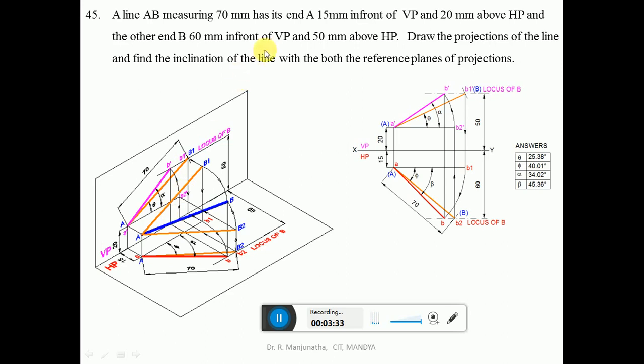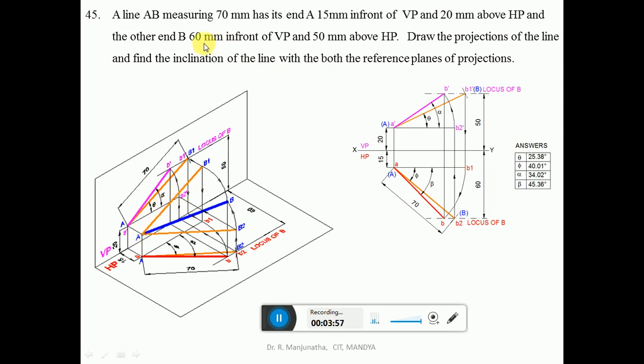So this is the true length in VP, which obviously means the line has to be parallel to VP. So this is the line AB1, which will be parallel to VP, wherein the length of this line will be 70 mm, because this is going to be the height, which is the 50 mm here. So this is the true length.